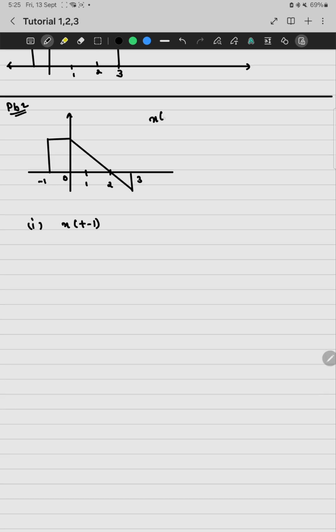So our next problem is, we are given a signal x of t which looks like this, and different kinds of conditions we need to implement on it. So if you try to understand the second problem first and then go back to the first problem, you'll understand it even better. Now x of t has been changed to x of t minus 1.